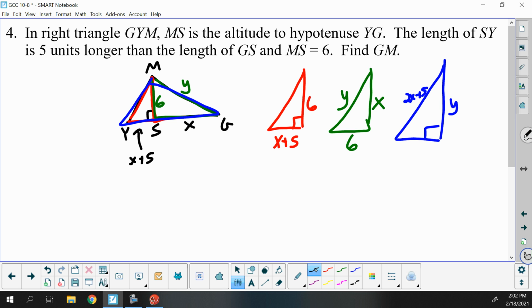So what we need to do is set up a proportion that involves 2 sets of sides, but it's only one variable. So the one we'd want to do is the red and the green triangle, and we want to use the short leg and the long leg. So we'll maybe start with the 6 in the red. That matches with the X in the green. Then we'll do the X plus 5 in the red. That matches with the 6 in the green. So if we cross multiply, we'll get 36 equals x times the quantity x plus 5.